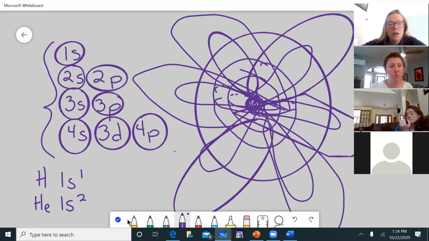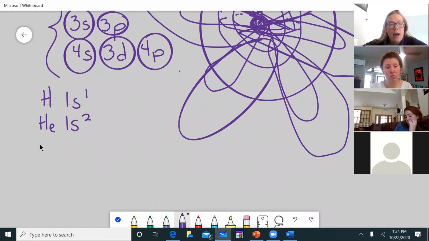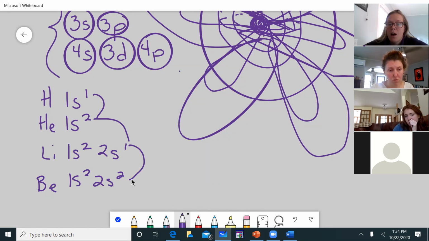If I continue on, lithium has the 2 electrons that helium had plus another electron in the s. Beryllium, which is right next to lithium, has what this had and this plus another electron. So we just keep building off the electron before it. Is that making more sense? That's making a lot more sense.